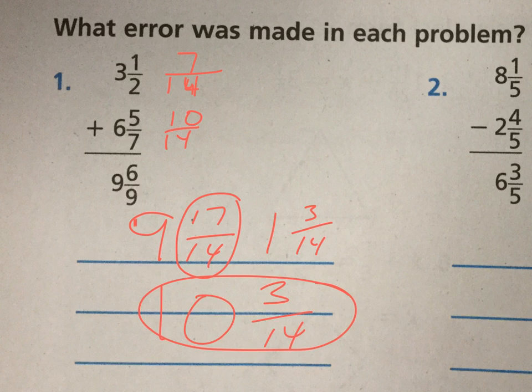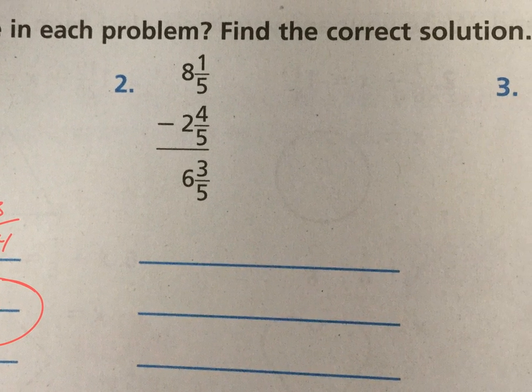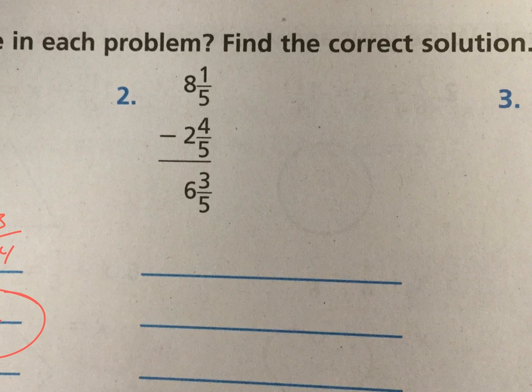All right, let's move over to number 2. What was the error they made here? They took the numerator 1 minus 4 and got 3. Well, you can't do that. Okay, we have to do some borrowing here. So again, to borrow, I borrow 1 from the 8, make it a 7. 5 plus 1 is 6. My new numerator is 6. Now I can subtract. Same denominator, so 6 minus 4 is 2/5, and 7 minus 2 is 5. 5 and 2/5 is my final answer there.